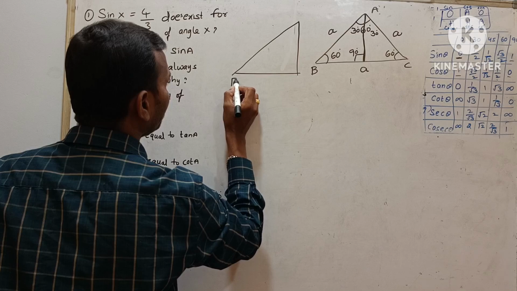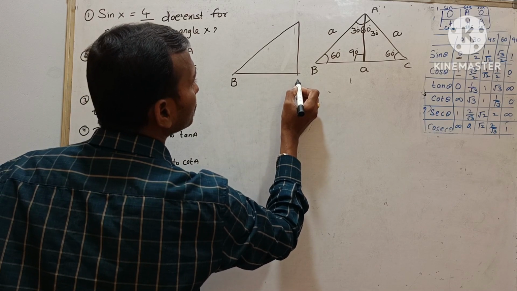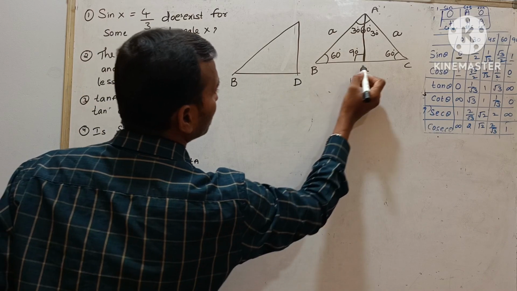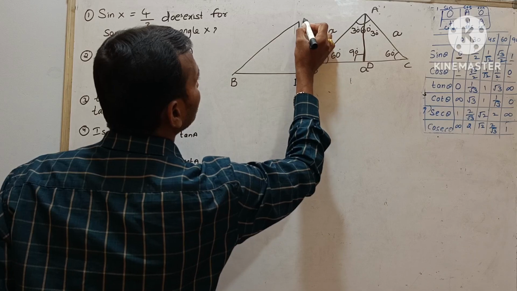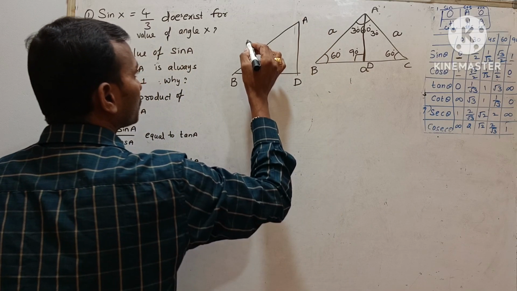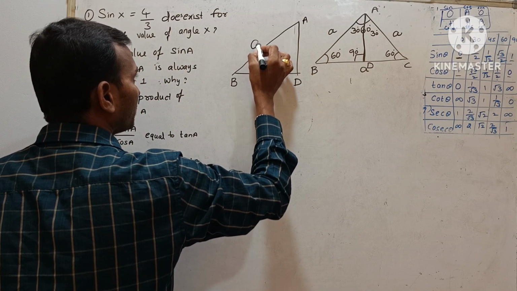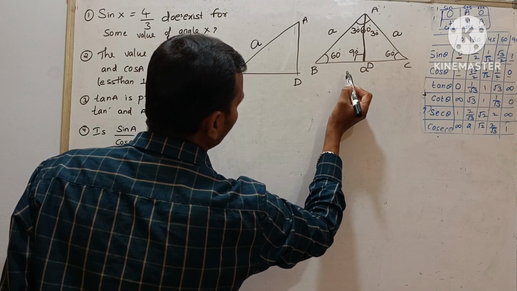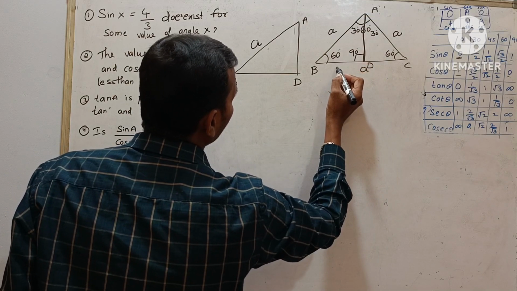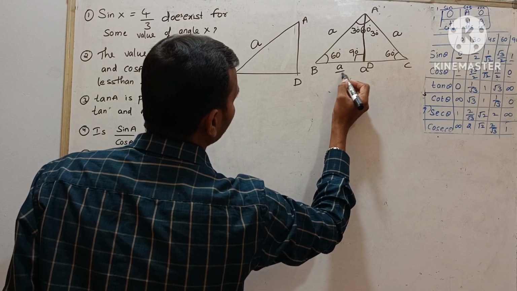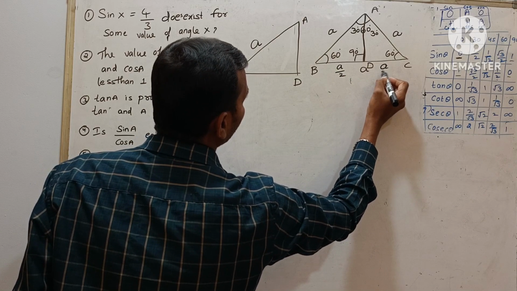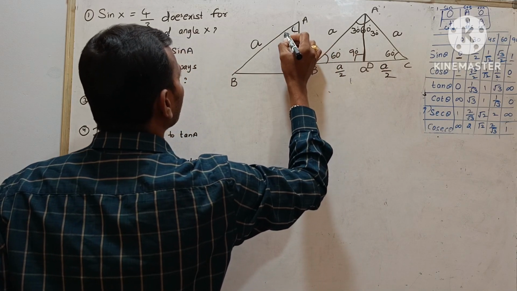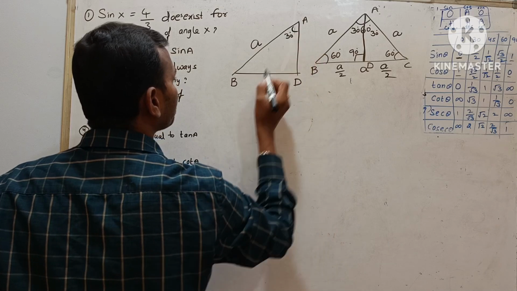So that is B. Let it be this vertex D. This is A, so this side is nothing but A units. This is the perpendicular bisector. It divides equally, A by 2, A by 2, and the angle into 30, 30.